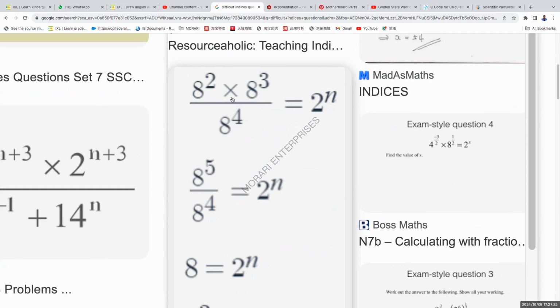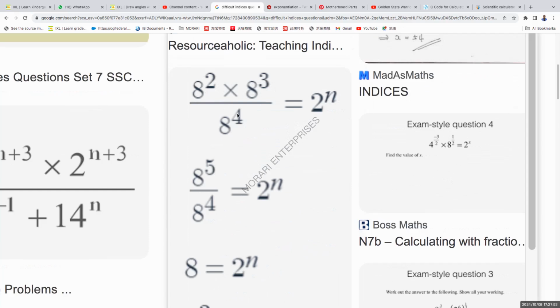8 squared times 8 to the power 3 divided by 8 to the power 4 is 2 to the power n. Now this one is easy. These 2 here and 3, we have to add them from the rules. You add 2 and 3 because you are multiplying things of the same base, meaning that there will be a total of 5 8s multiplying each other. So that's 8 to the power 5. And that's what they have done here.